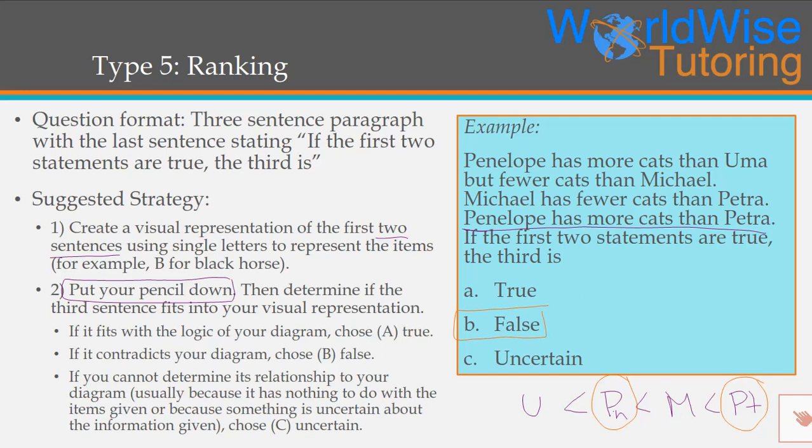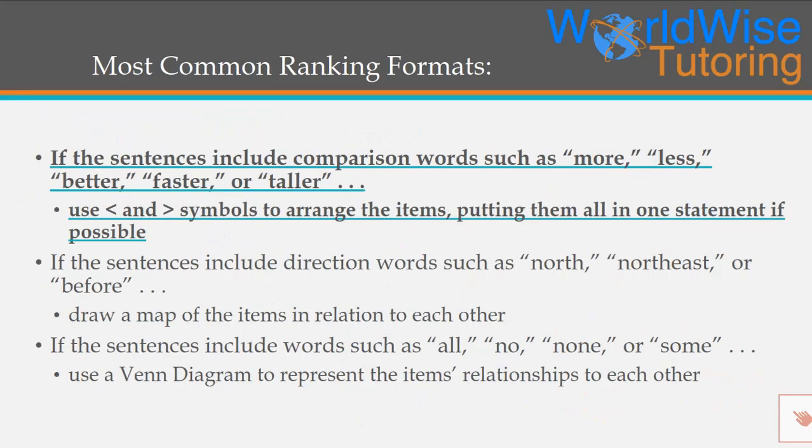The trickiest part about this is that students often try to draw the third sentence in there, but it's asking you if the first two are true, the third is, and you're asking yourself about the third. There are many different types of ranking categories and ranking formats. What we just saw was a situation that was talking about more and less, and so I used greater than and less than symbols to arrange the items.